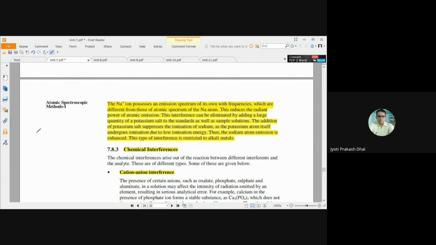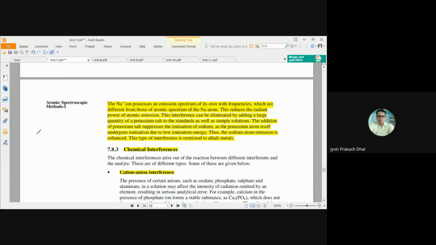So the sodium ion possesses an emission spectrum of its own, with frequencies which can be different from that of the sodium atom. So this reduces the radiant power of the atomic emission, and the interference can be eliminated by adding a large quantity of potassium salt to the standards as well as the sample solution.